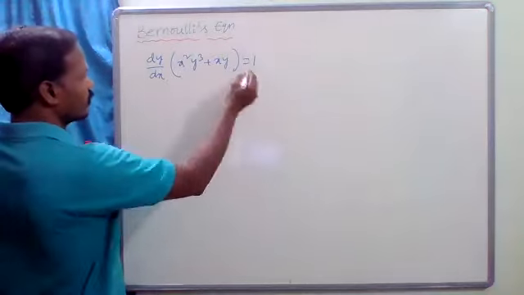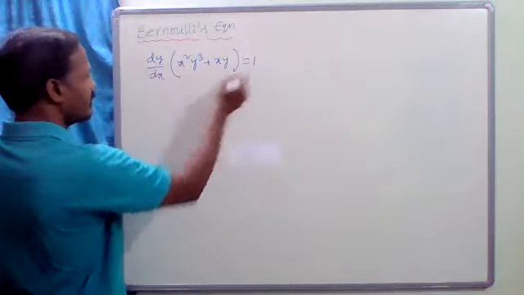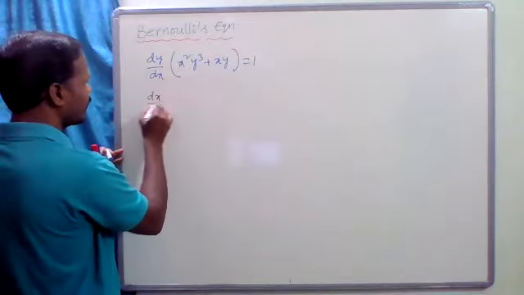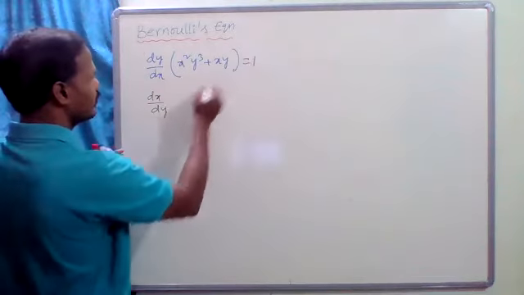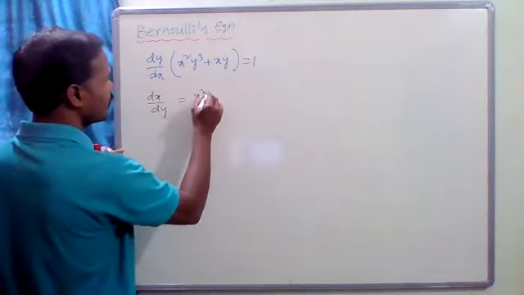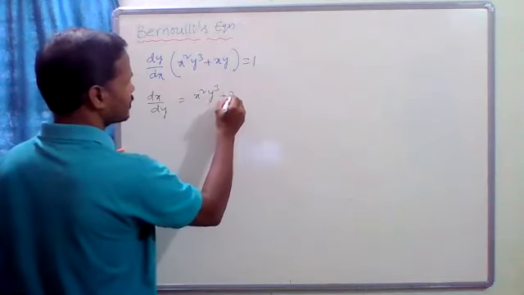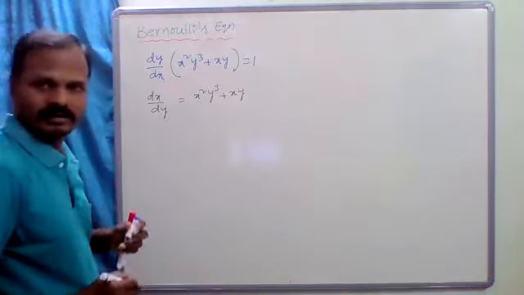Then if you move dy by dx to the right side, what happens? dx by dy equals x square y cube plus xy.